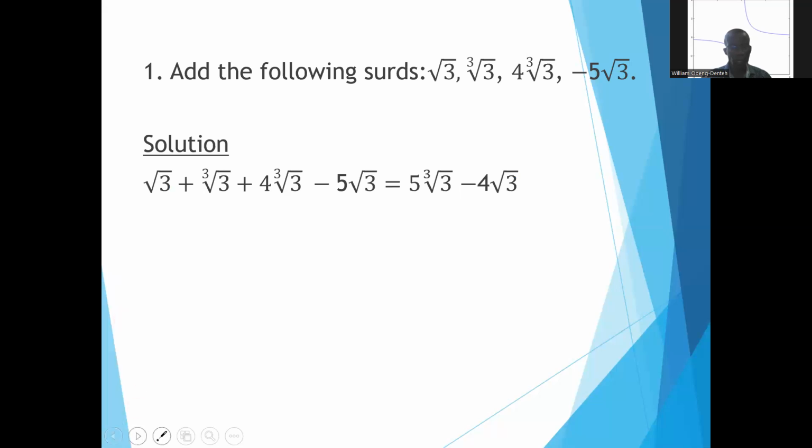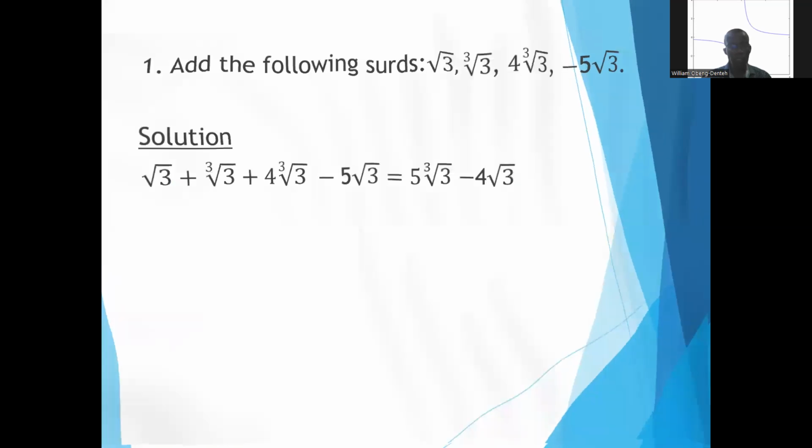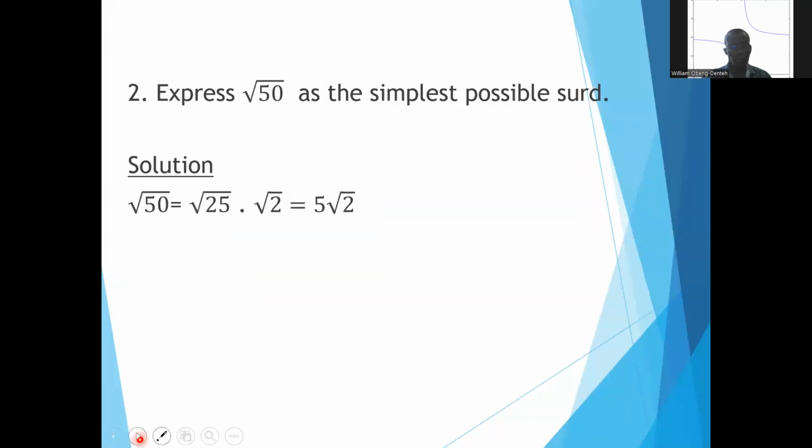Right. Now, from there, we want to look at another example. It says, express square root 50 as the simplest possible surd. So we look at square root of 50. From our previous lessons under indices, we saw that if you want to find a square root, you look for 2 factors that will multiply to give you the value here.